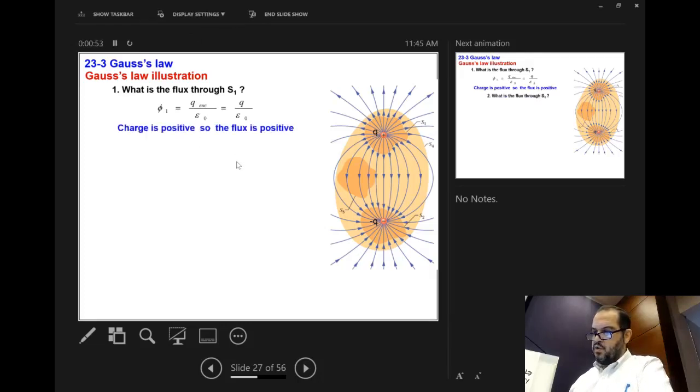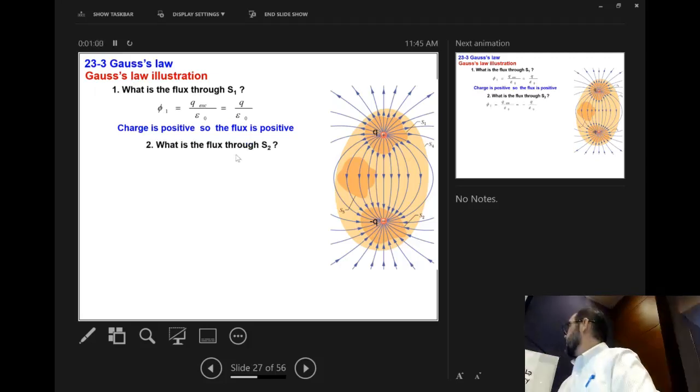Now, also the flux you said is positive. It is positive because the charge is positive. What is the flux through S2?